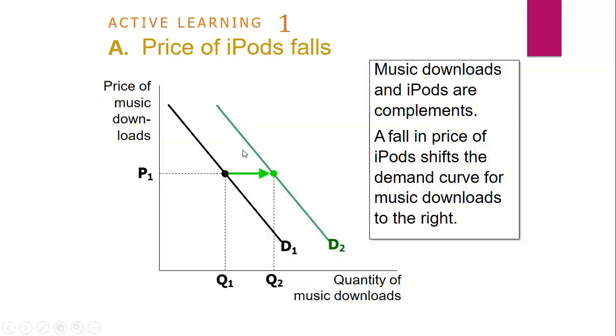So this green demand curve denoted by D2 is the new demand curve. Here P1 and Q1 are representing the initial price and quantity. Although the price of music downloads is the same, the quantity demanded is now higher. So again, in this example, the price of iPods fell and the price of music downloads did not change, and the demand curve shifts outward. So this one is the new demand curve, which shifts because of the fall in the price of iPods.